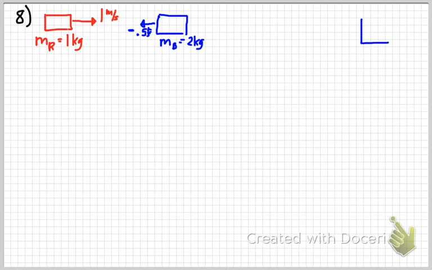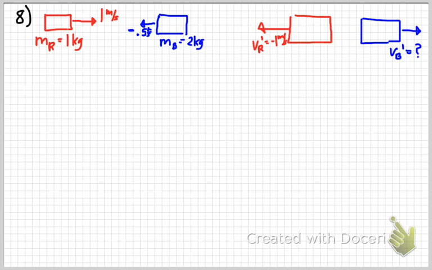Afterwards, they bounce apart from each other. We're told the velocity of the red car is negative 1 meter per second. Our job is to figure out what is the velocity of the blue car. What we're going to do is the same as what we did on the last question. Use conservation of momentum. That means the first thing we need to figure out is the total momentum of our system. So we're going to use the before picture, find the momentum of the red car, find the momentum of the blue car, and then add them up.